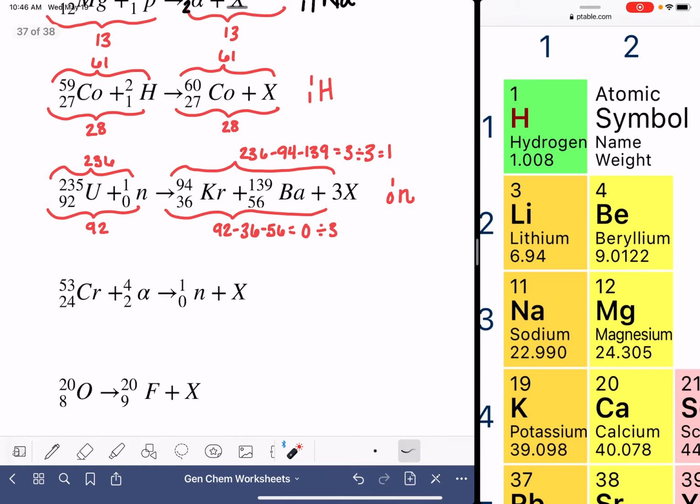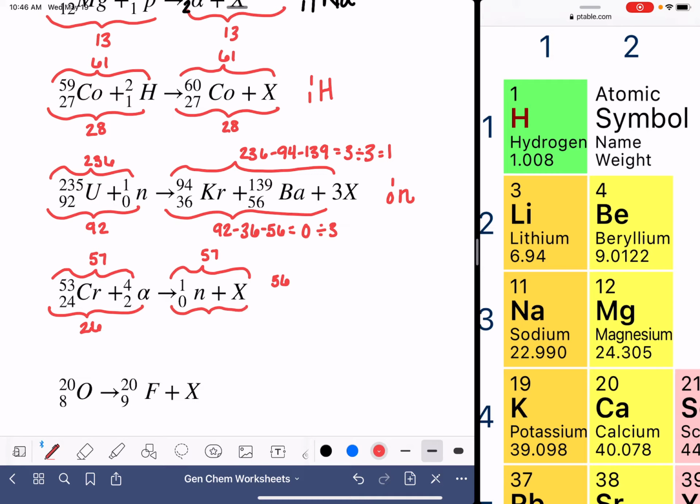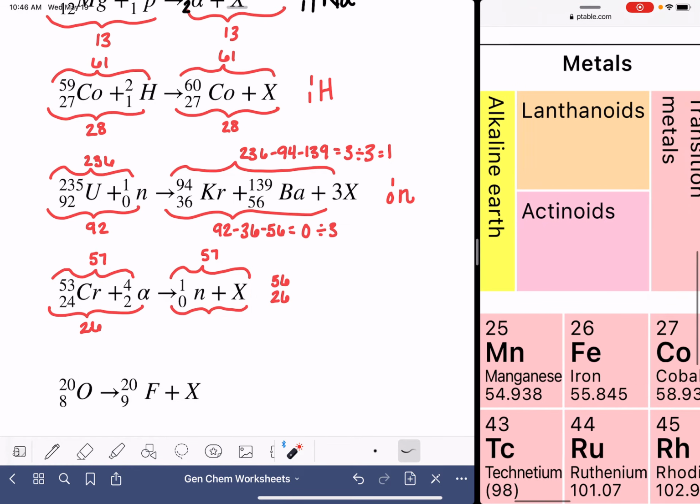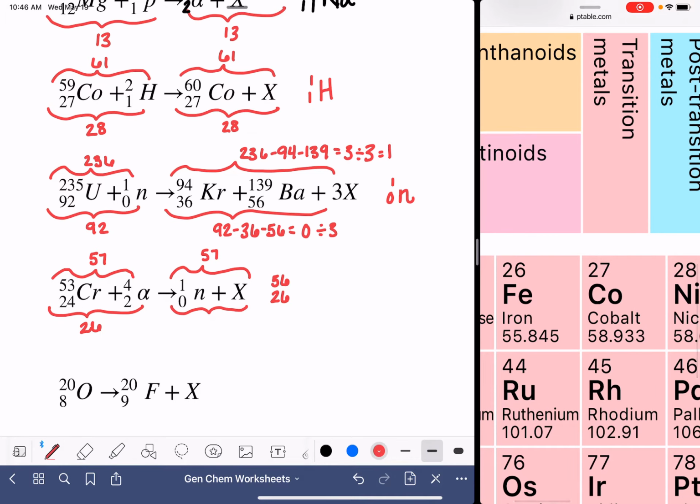Let's take a look at our next example. On the left-hand side, we have a total mass of 57. So that means on our right-hand side, we need to have a mass of 57 as well. X needs to have a mass of 56. In terms of atomic number, we have a total atomic number of 26, which we need on this right-hand side as well. We have 0 atomic number for our neutron, so that means that this needs to have an atomic number of 26. We've got to figure out what this element is. We're going to look for element 26 on the periodic table. Element 26 is iron, Fe.